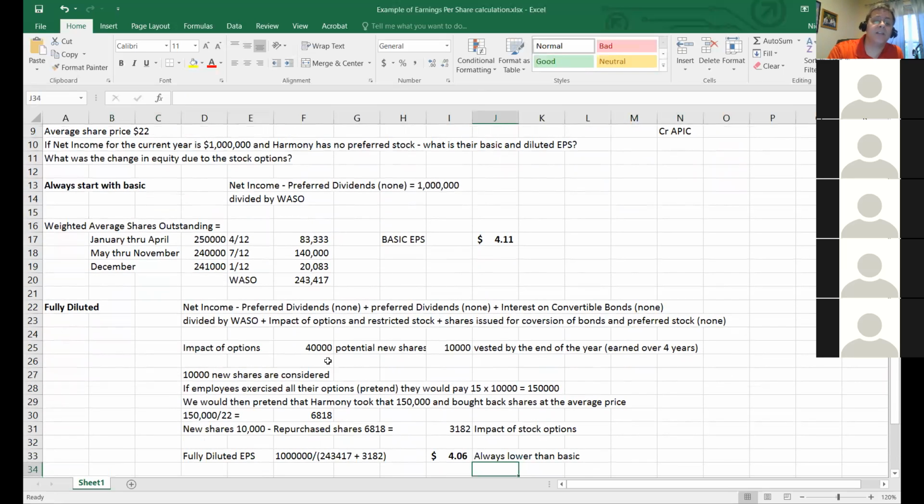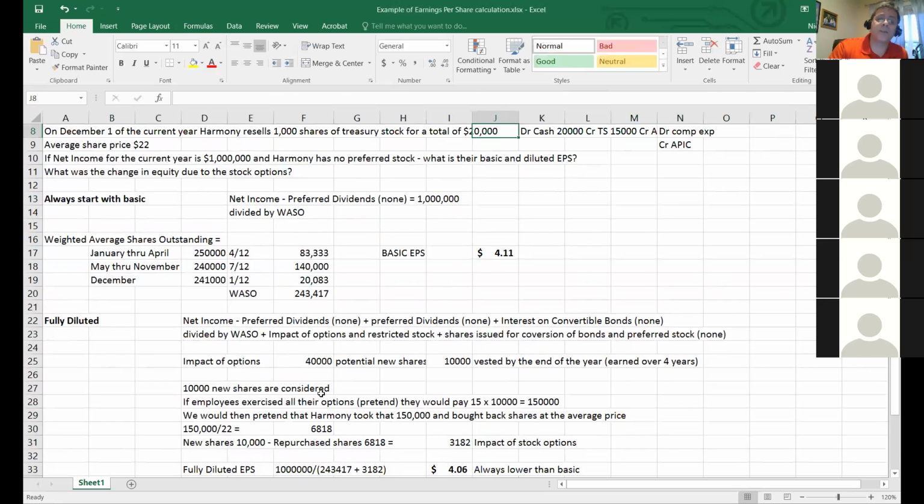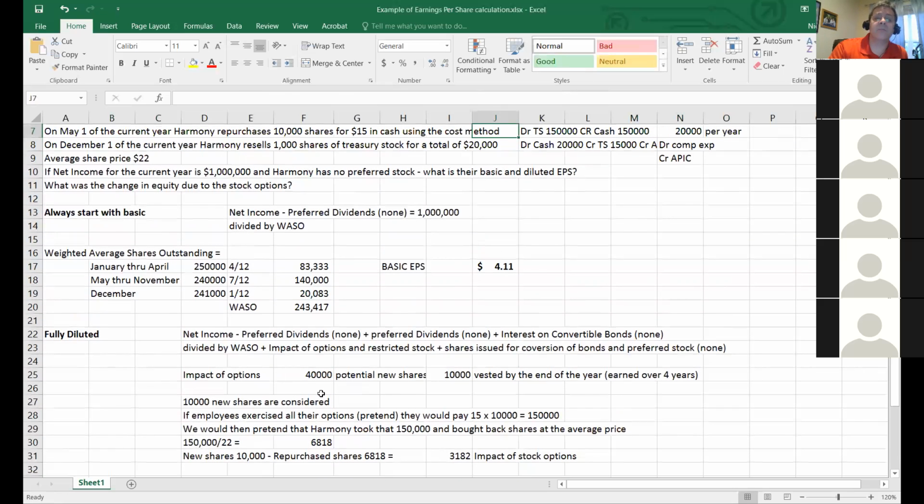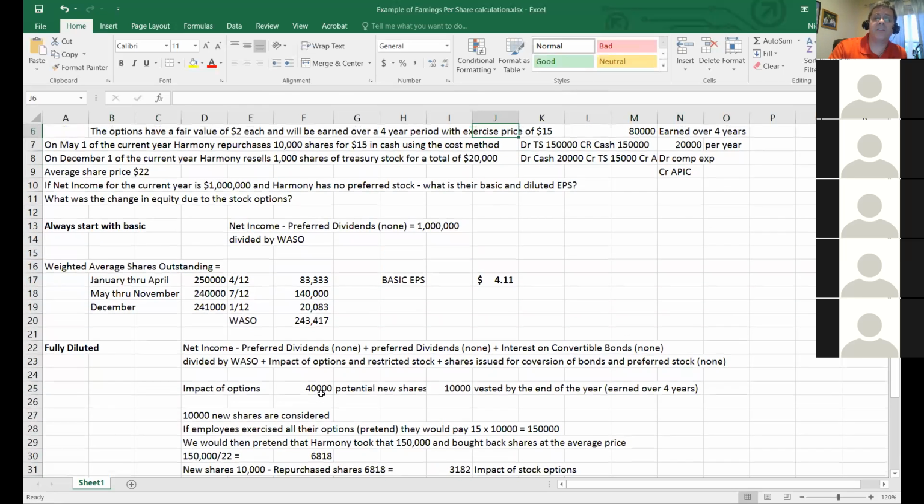We would not assume or pretend that they did come in and turn in their money and get their shares, because, I mean, we're pretending, yes, but we don't want to pretend something that's crazy or that's never going to happen. And so we are only pretending because it's likely to happen. And that is because the exercise price, they get to pay 15 and the share price is 22.